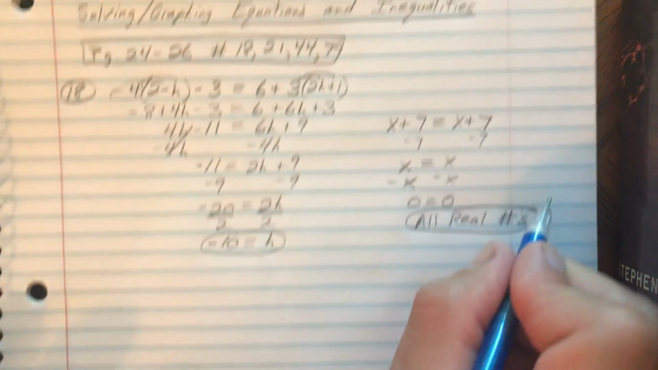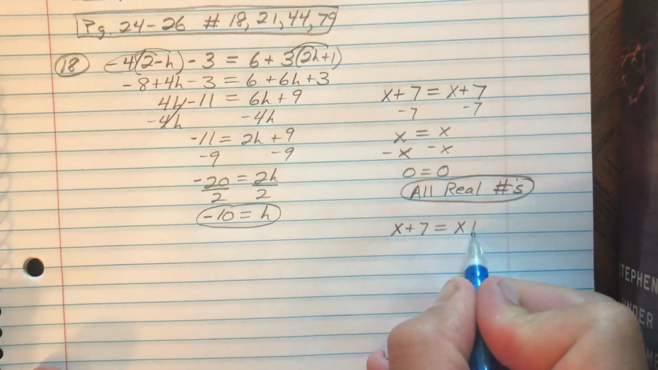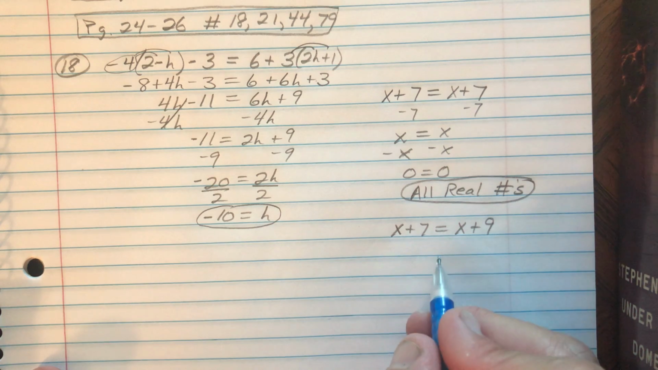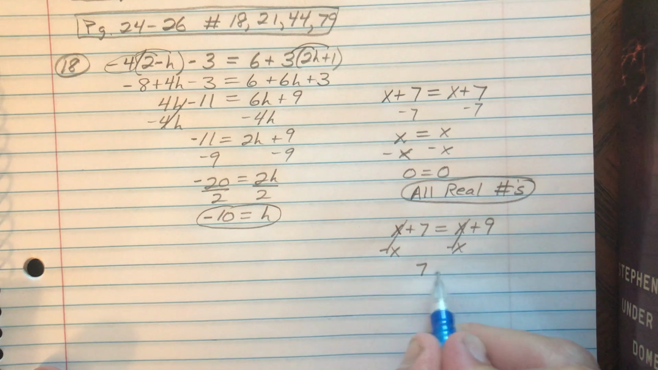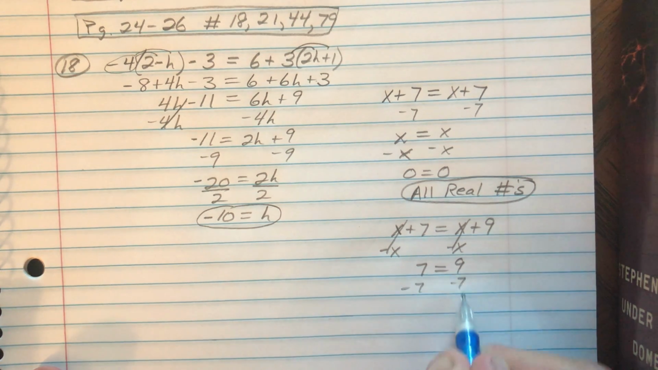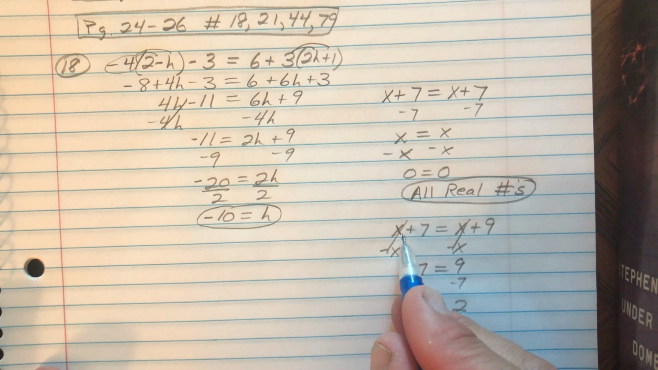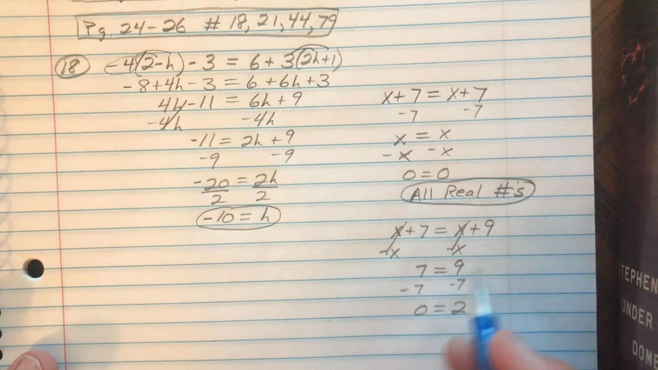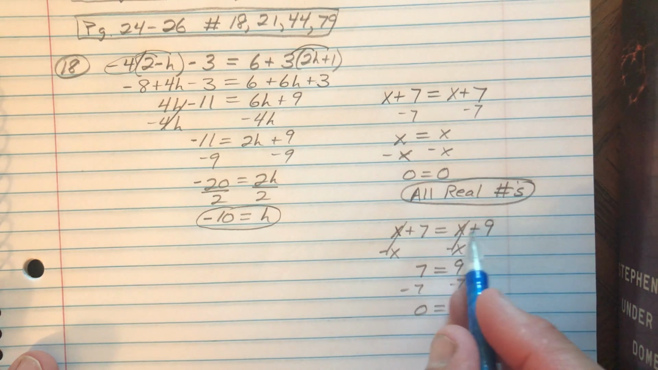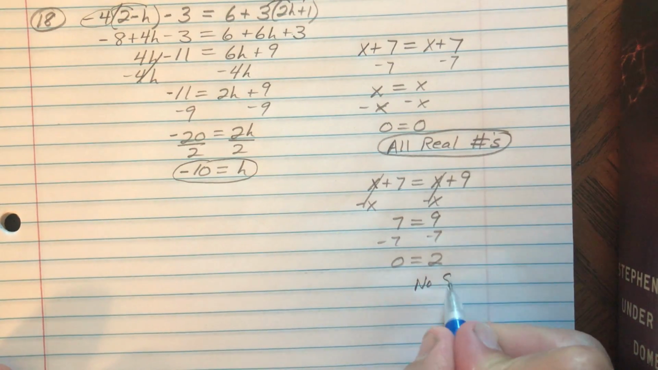Also, what if this situation happened? What if you got x plus 7 equals x plus 9? If I moved all the x's to one side and subtracted 7, I would get 0 equals 2. Now 0 equals 2 doesn't make any sense, because if you add 7 to something and you add 9 to that same something, they'll never be equal. Think of 1,000. 1,000 plus 7 equals 1,000 plus 9. That's impossible. So in this case, there would be no solution.